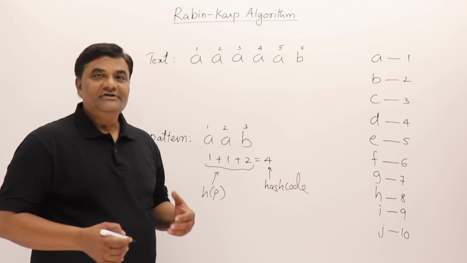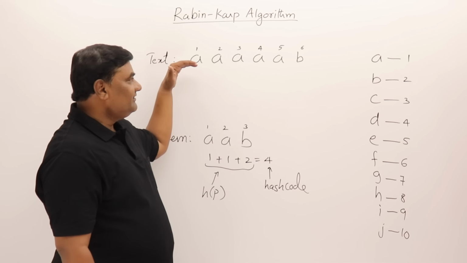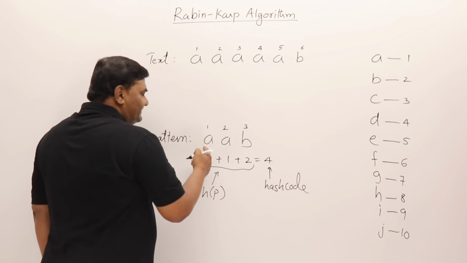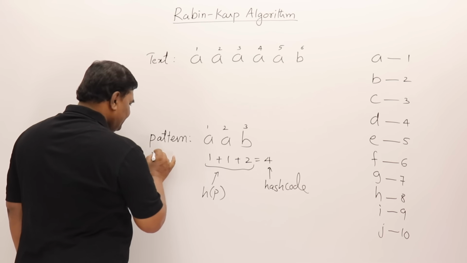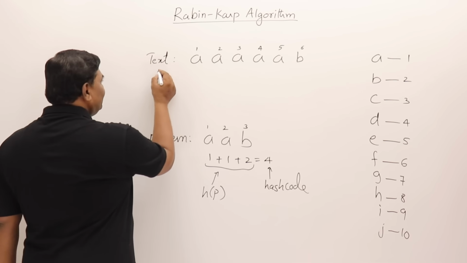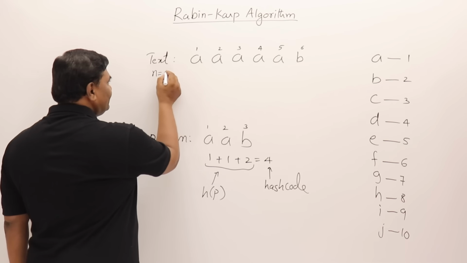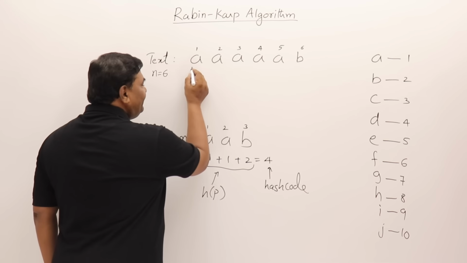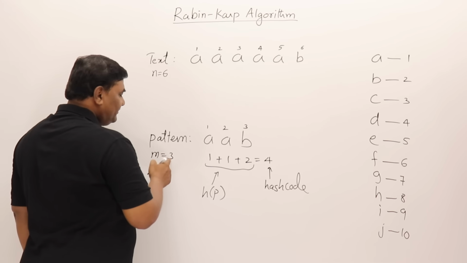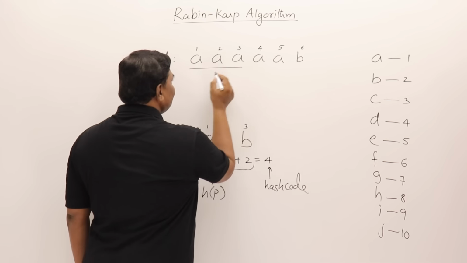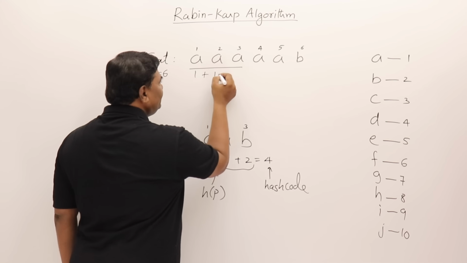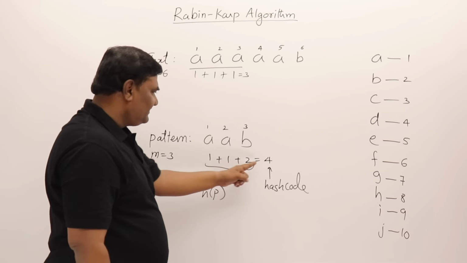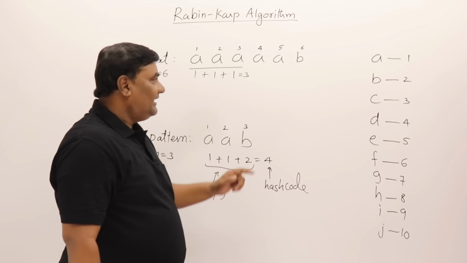Now this hash function, we use it for finding this pattern inside this text. So how to do that? See, as the size of this one is 3, let us say M is the size, which is 3, and the size of the text is N, and this is 6. Now how to check this? So I will take 3 letters, depending on the size of this pattern. And what are their codes? 1 plus 1 plus 1. And this is 3. But see, the hash function value of the pattern is 4, and here it is 3.